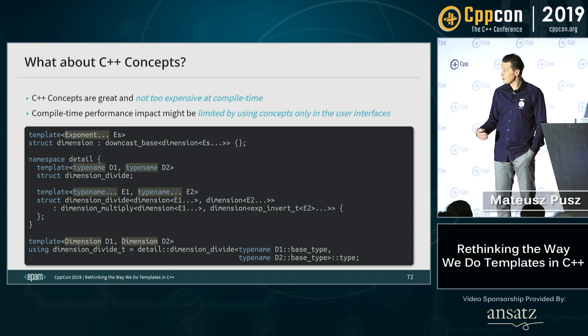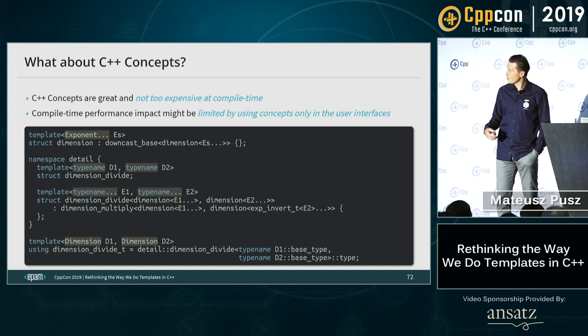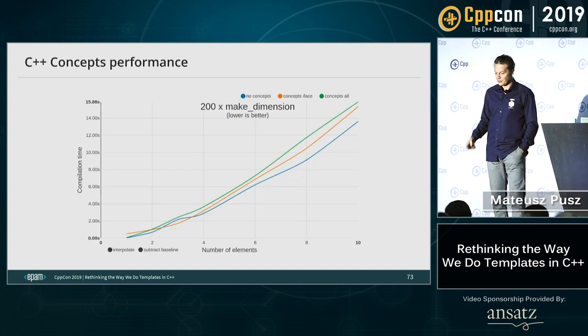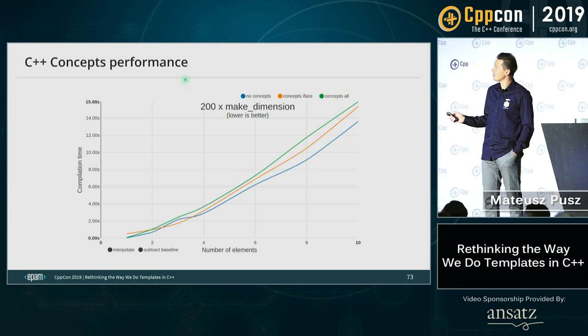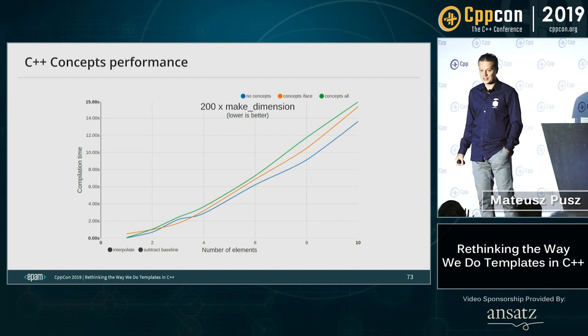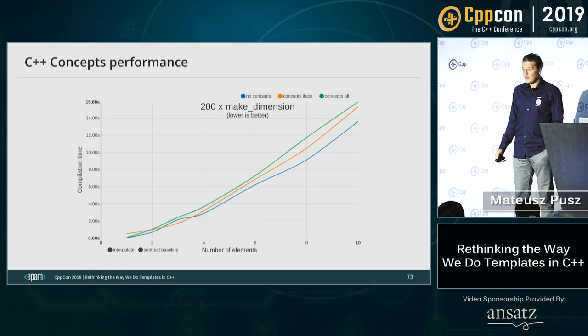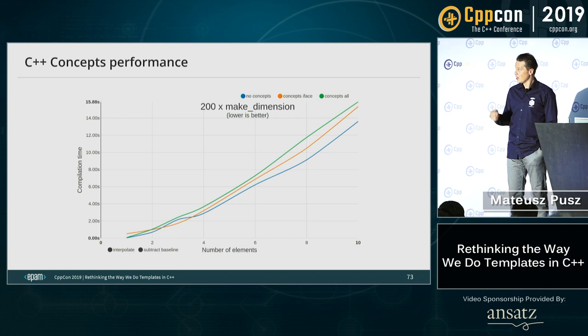So this is the possibility to not provide concepts everywhere, and save some performance. The graph I got is 200 times of doing make dimension with no concepts at all, with concepts only in the interfaces, and concepts everywhere. As you can see, it's like 10% of the performance, so I would say they are not really influencing the performance, and there's a huge user experience benefit from this.